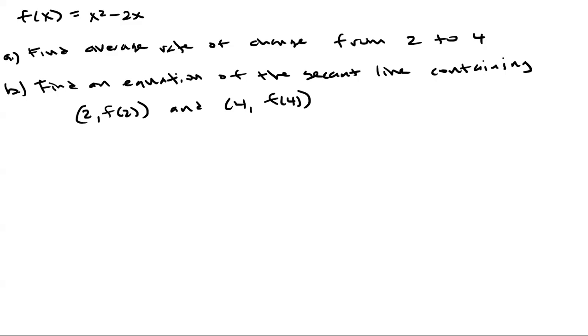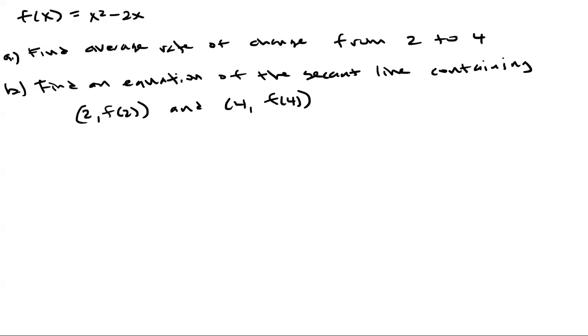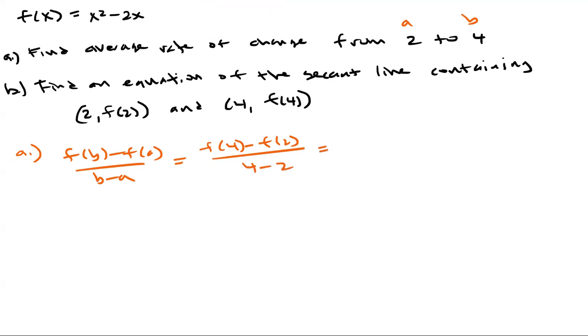We want to find the average rate of change from 2 to 4, and then for part B, we want to find the equation of the secant line containing (2, f(2)) and (4, f(4)). For part A, we're going to do exactly what we've been doing. We have f of b minus f of a over b minus a. In this case, this is a to b, so it's going to be f of 4 minus f of 2 divided by 4 minus 2.